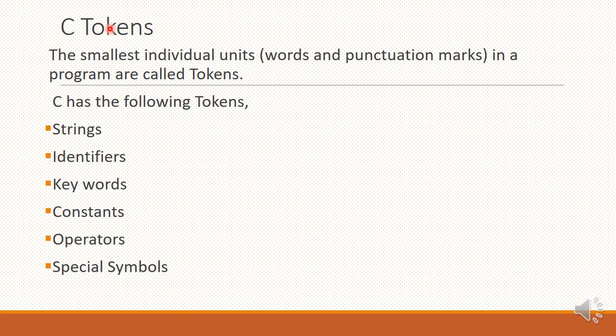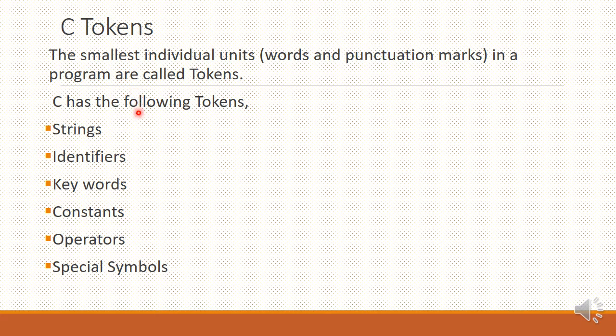What do you mean by C tokens? Tokens are the smallest individual units, the words and the punctuation marks in the program. Any smallest individual unit in the C program is nothing but a C token. That means the C program is divided into smallest individual units, and those smallest individual units are called the C tokens.